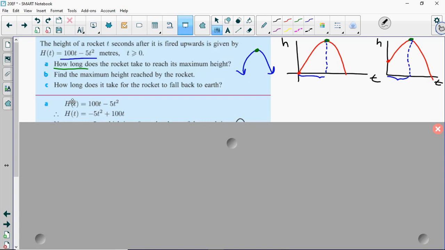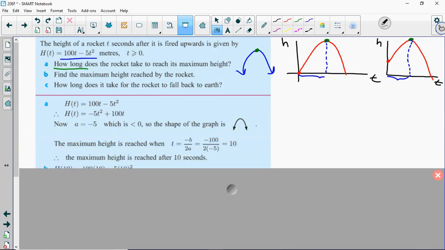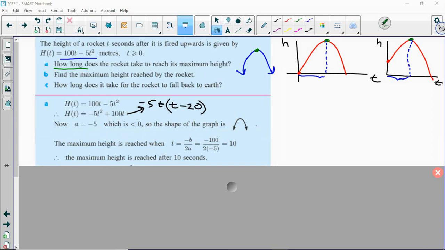So we rewrite our function in standard form, putting a in front of b. We know that the vertex is going to occur at -b over 2a. We can find out that that's 10, so we're going to reach the maximum height after 10 seconds. If you prefer, we could have also factored this. We see that the two x-intercepts are going to be 0 and 20, so the vertex should be in the middle of those two, which is at 10.